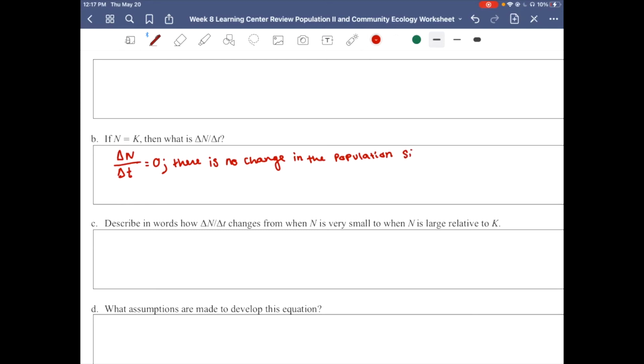Be careful not to assume that this means there is no new birth or no new death. It just means that the number of people dying is equal to the number of people being born, or the number of people entering the population is the same as the number of people leaving the population. It just means it's stable, not that there are no new individuals or old individuals leaving.